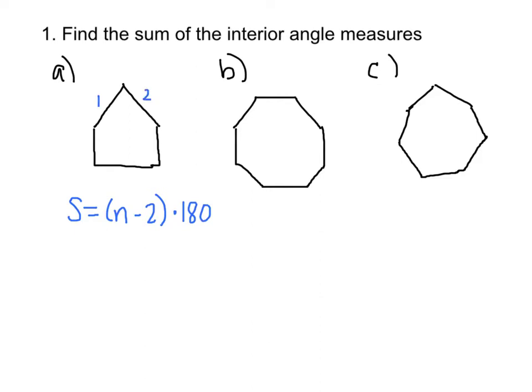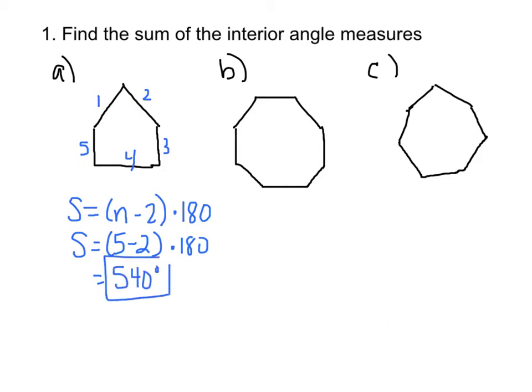So how many sides are in this problem? Well, we have 1, 2, 3, 4, 5 sides. So we take 5 minus 2, and we times that by 180. So 5 minus 2 is 3. 3 times 180 gives me 540 degrees. So a 5-sided figure has interior angle measures that have a sum of 540 degrees.